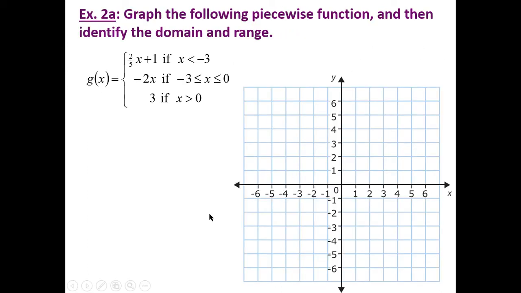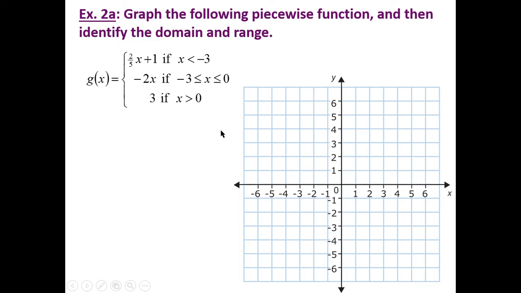So for our first example here, we have to graph the following piecewise function and then identify the domain and range. So we have the function g of x equals 2/5 x plus 1 if x is less than -3, -2x if -3 is less than or equal to x, which is less than or equal to 0, 3 if x is greater than 0.